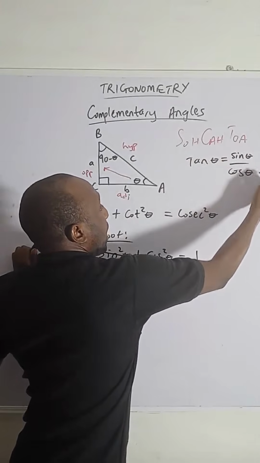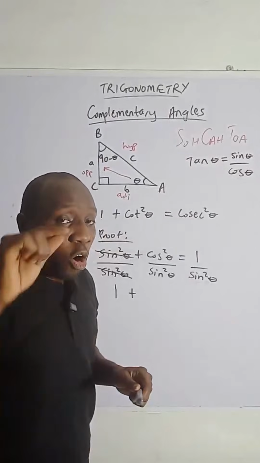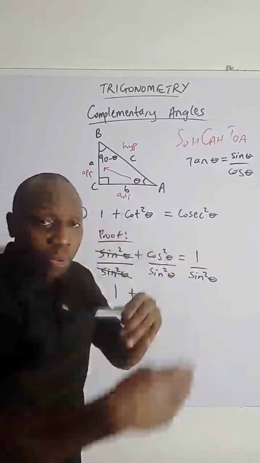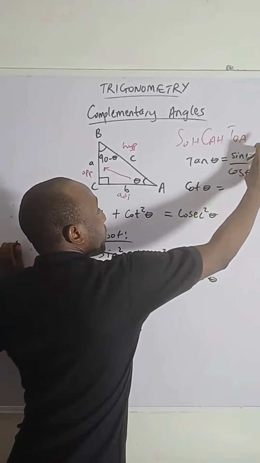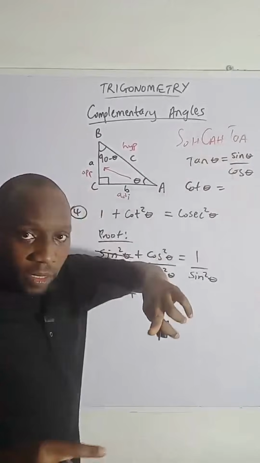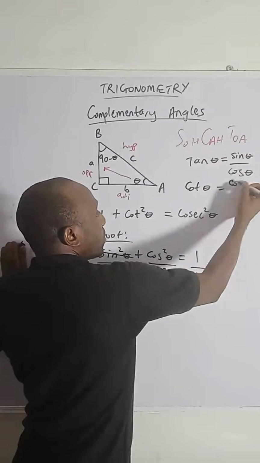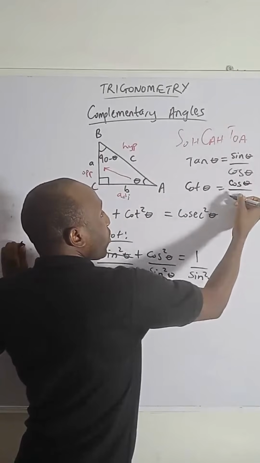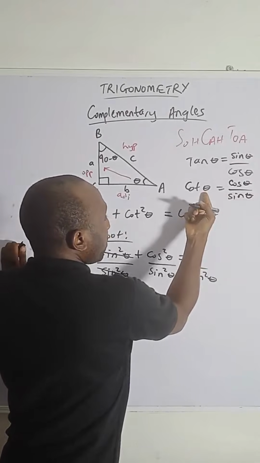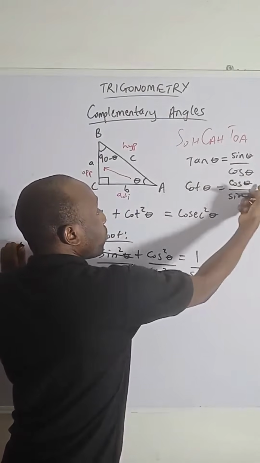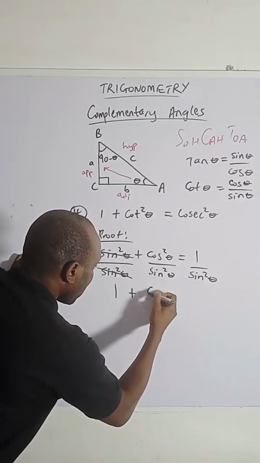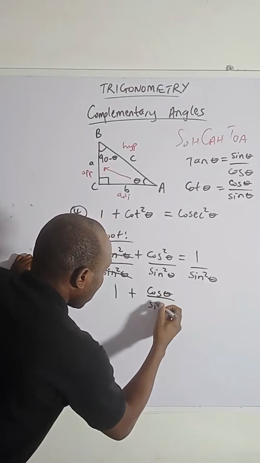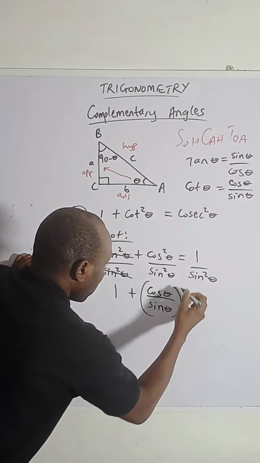Because we said that cot theta is the reciprocal of tan theta, if I write cot theta, you must take the reciprocal of this, turn it upside down. The denominator becomes the numerator, and the numerator becomes the denominator. So cot theta is equal to 1 over tan theta, which will produce this. Now it means that this can be rewritten as cos theta over sine theta, all squared, is equal to 1 over.